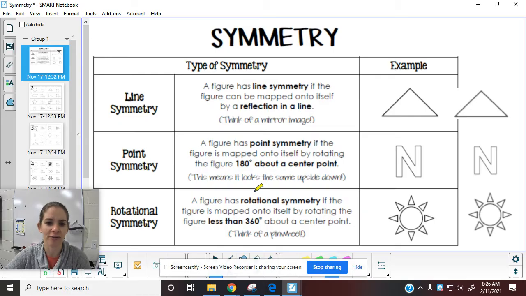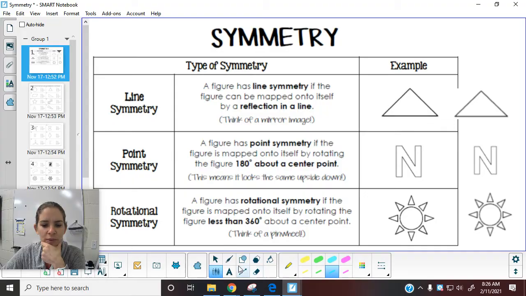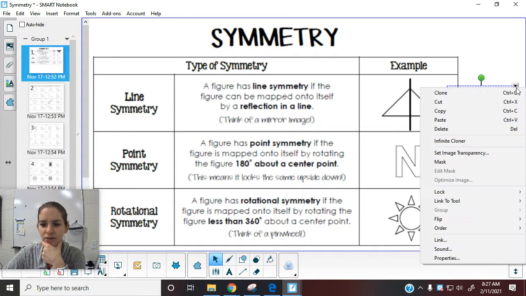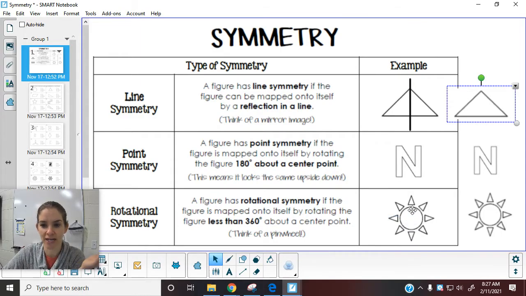So as you look at this, one of the keys for the line of symmetry: a figure has line symmetry if the figure can be mapped onto itself by a reflection. So when we look up here at the top at this triangle, if we draw a line straight up and down, this side would fold perfectly onto this side. Another way to look at this is I went ahead and copied and pasted this earlier. If you notice here, I can flip this horizontally, and it looks exactly the same.